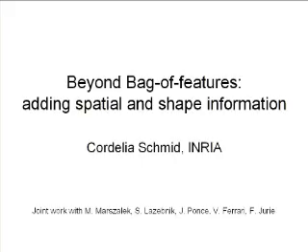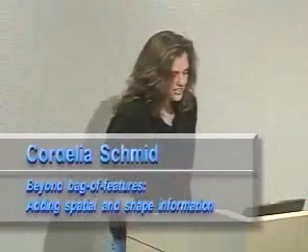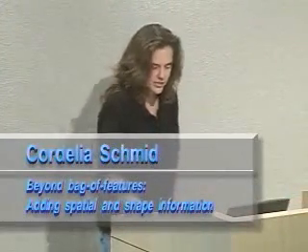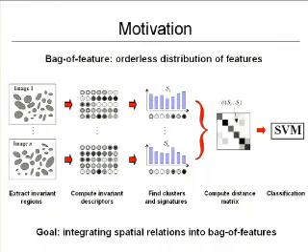So, I guess Cordelia probably doesn't need much of an intro. We all know her. She's, I guess, best known for work in object recognition and features, starting off with the gray value invariants, and then also more recently with affine invariant features, which you're all very interested in. And today she's going to be talking about going beyond just bag of words approaches and using spatial relationships of features. Okay, so using spatial relationships and also using shape-based descriptors. This is joint work with a bunch of students and also Jean Ponce, Svetlana Lazebnik, and Frédéric Jurie.